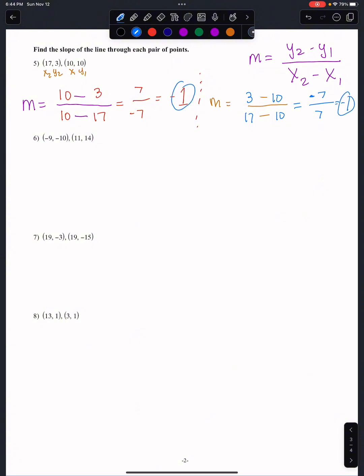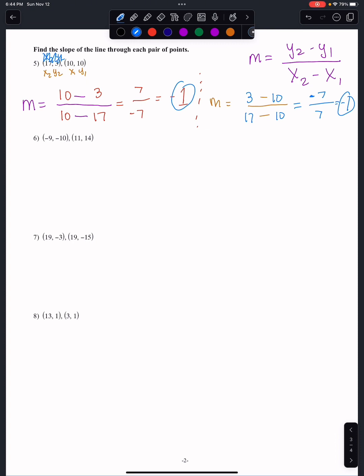And what do you notice? They are both the same slope. So it doesn't matter which one you label as your 2s and what point you label as your 1s. As long as you're consistent, you can't make this one the x2 and then make this one y1. That doesn't work. So don't try that. Okay. All right. Next one.